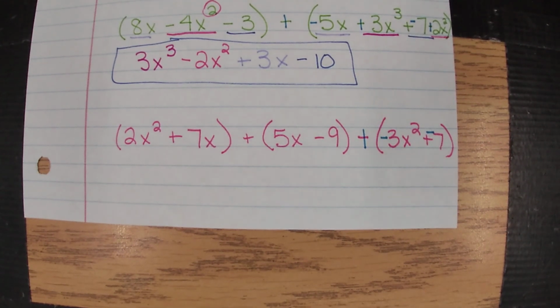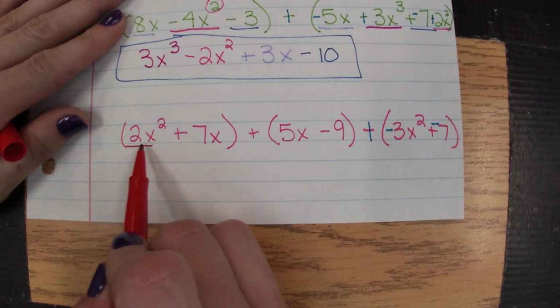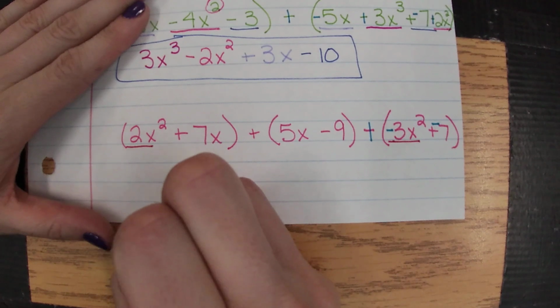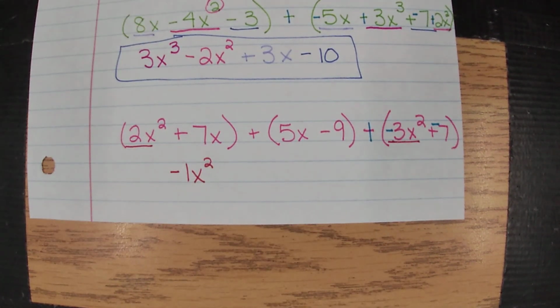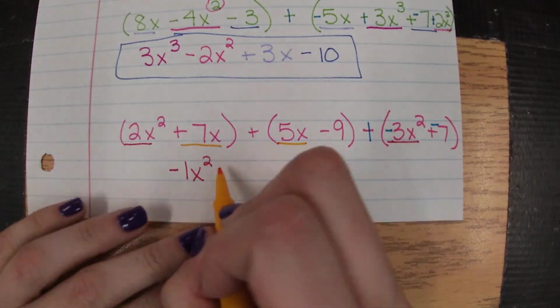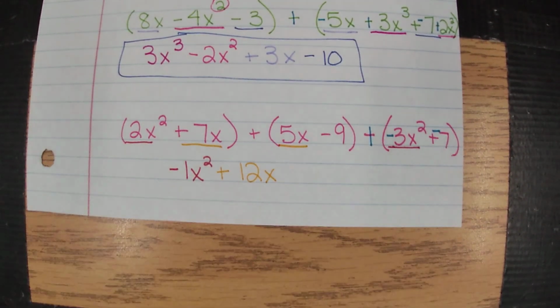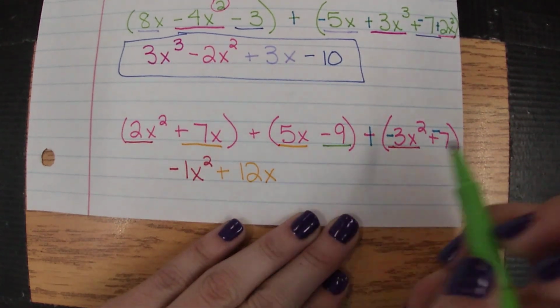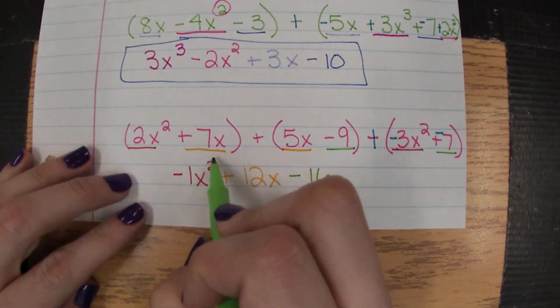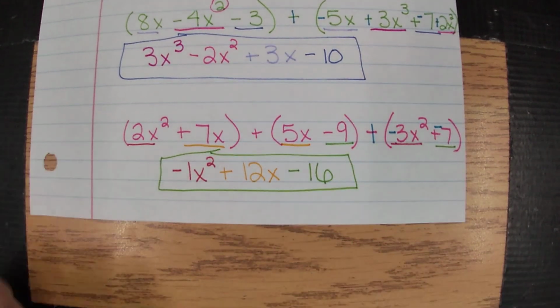So now let's combine like terms. So the largest exponent that I see is an exponent of 2. So I have a 2x squared and a negative 3x squared, which gives me a negative 1x squared, or you could write that as a negative x squared, either way. Next largest that I see is just an x, so I have a 7x and a 5x, which will give us a 12x, positive 12x. And then I have a negative 9 and a negative 7, which will give us a negative 16. So my final answer will be negative 1x squared plus 12x minus 16.